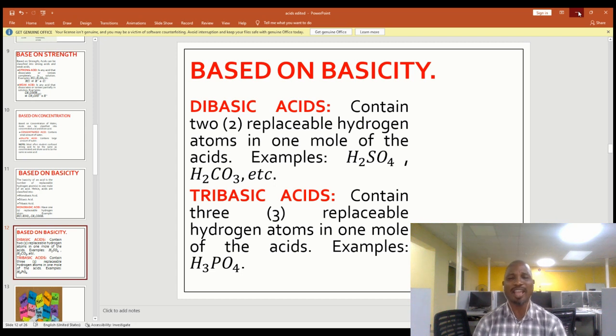Then let's look at tribasic acid. Tribasic acid has 3 replaceable hydrogen atoms in 1 mole. Example is phosphoric acid. Phosphoric acid is H3PO4.